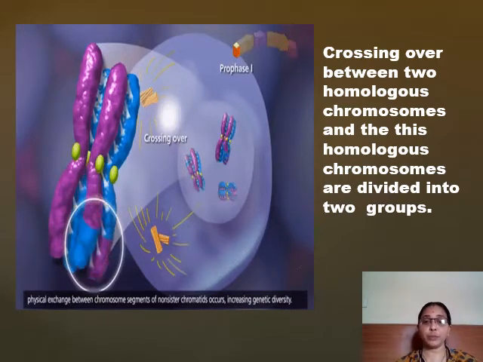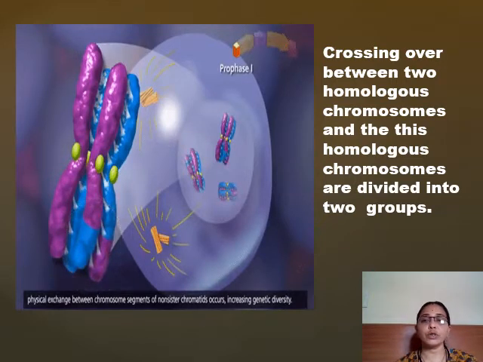We are going to study about meiosis and mitosis. I hope you have understood. Here is a video. You could see something is shown here. The round, okay, crossing over. We have to understand what crossing over is.